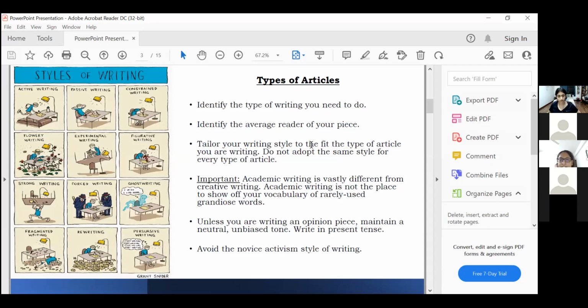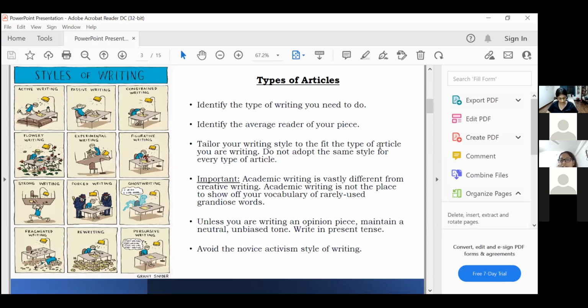You could be writing a good literature review, you could be doing a meta-analysis, you could be writing a white paper, you could be writing a policy brief. All of these have different types of writing style, and they have different readers. So the first thing you need to do is identify the type of writing you need to do. That goes hand in hand with the average reader of your piece. Is this written for other academics like you, or for a general audience, or for policymakers, or maybe for academics in other fields? So identify the average reader of your piece.